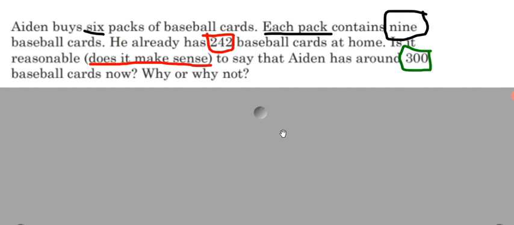I'm going to read it one more time for comprehension, okay? Aiden buys 6 packs of baseball cards. Each pack contains 9 baseball cards. He already has 242 baseball cards at home. Is it reasonable, or does it make sense to say that Aiden has around 300 baseball cards? Why or why not? Okay, so once you have read and marked your text, what you need to do next is try to solve it, okay?